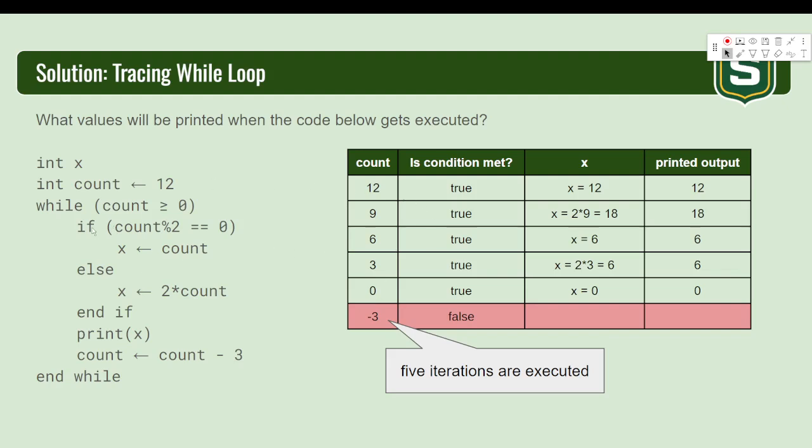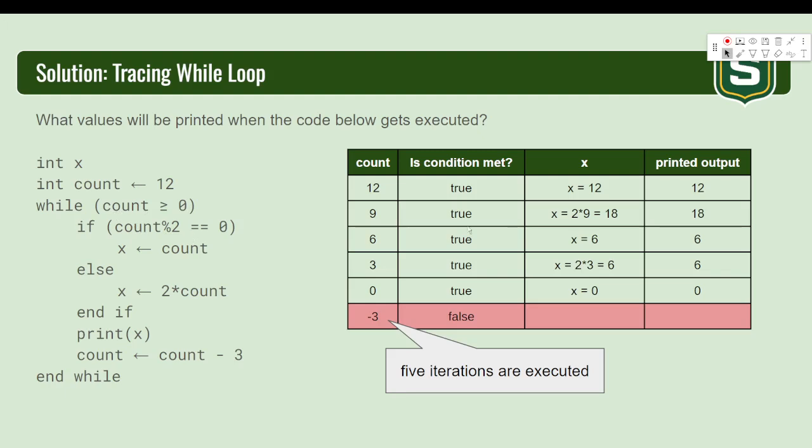So when count is 12, this is checking to see if it's even, right? If it mod 2 is 0, that means it's an even number. It is. So x gets set equal to 12. And we print that. Count is now 9. So we go back to the loop. 9 is greater than or equal to 0.